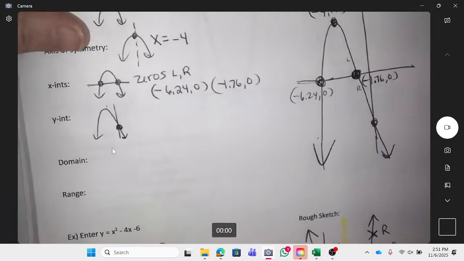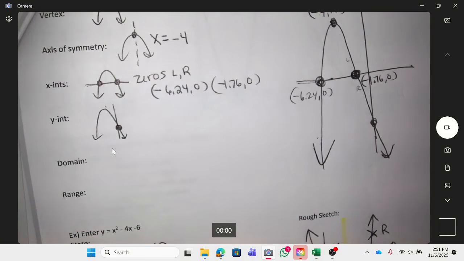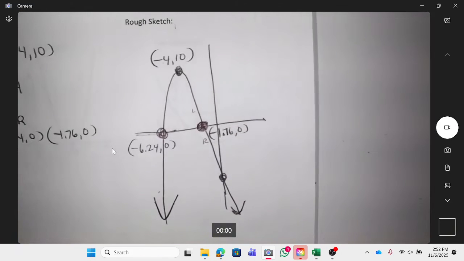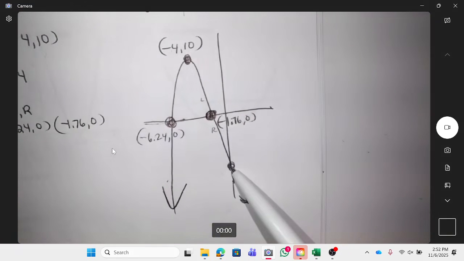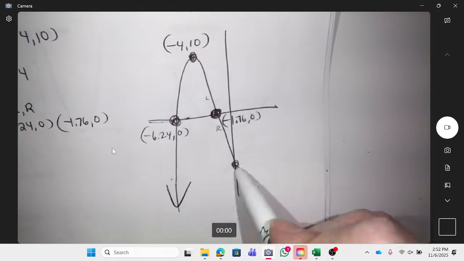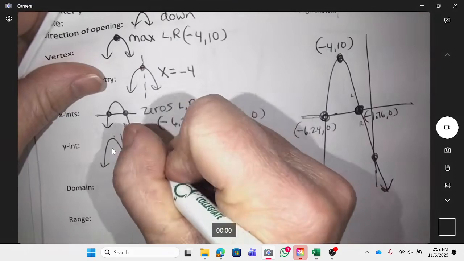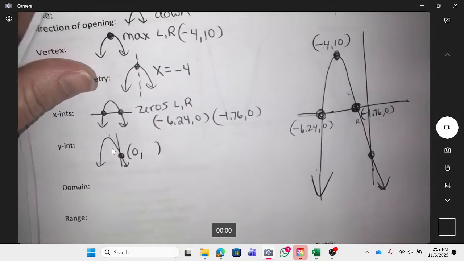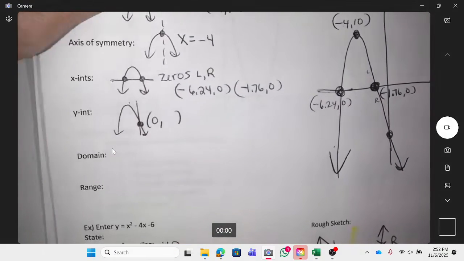Okay, the y-intercept. You know what, I can't even see it on my screen, but I know it's going to be down there because of the way a parabola will travel, it will be way down here. Can't see it, but that's okay. It's going to be really negative. So 0, comma, what do you do to get it?